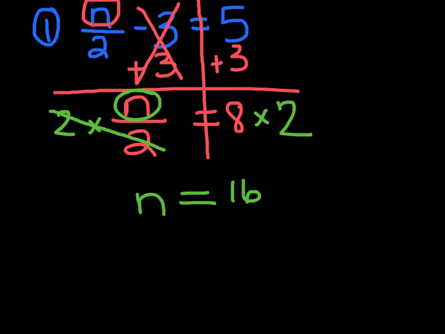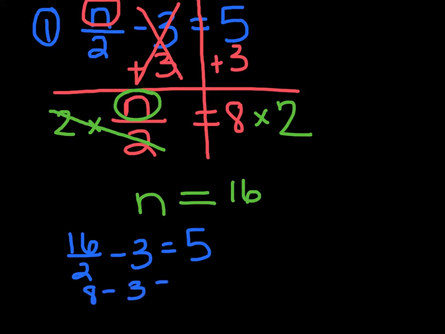I can always go in and plug this in and check. This means that if n is equal to 16, this equation will in fact work out to be true. So I'm going to plug in 16 for n, so that would be 16 over 2 minus 3 equals 5. Using order of operations, I would need to divide first, so 16 divided by 2 is 8. That would be 8 minus 3 equals 5.